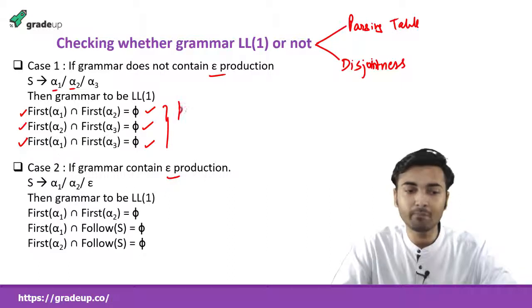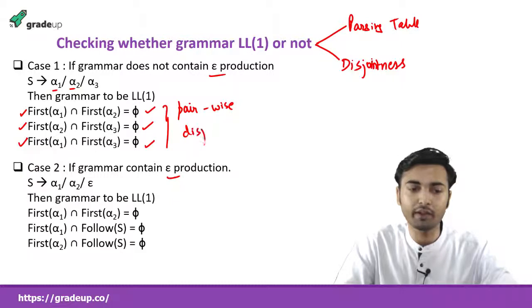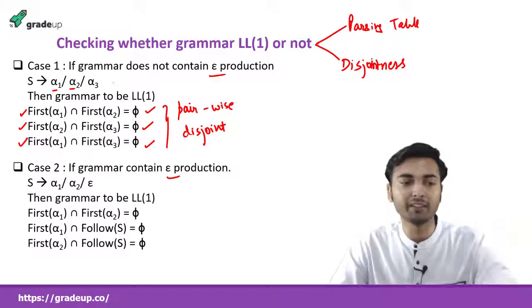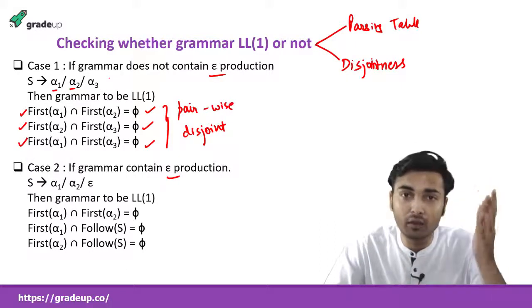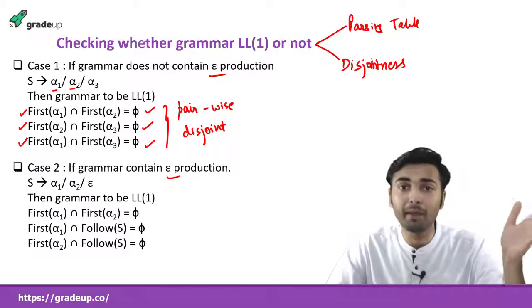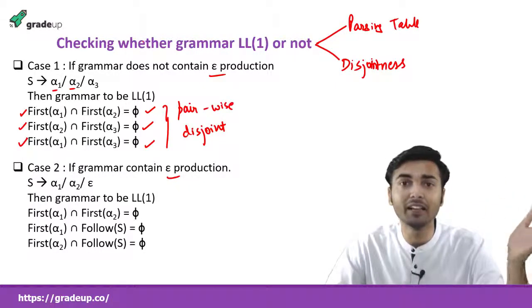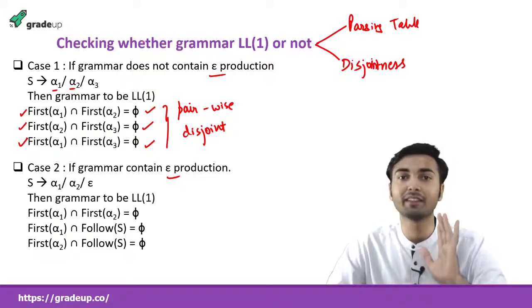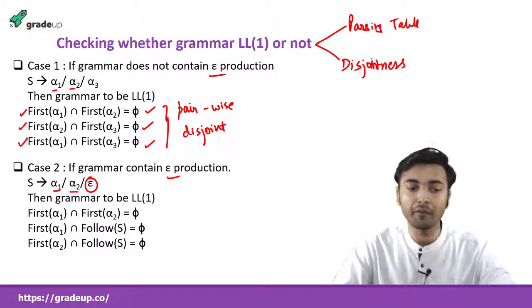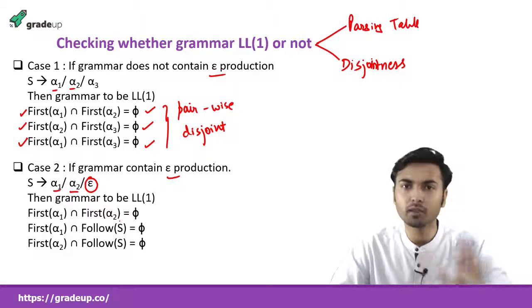That means they must be pairwise disjoint. Disjoint means their intersection must be phi. Pairwise: if alpha 4 is also there, you will take that into account. If alpha 5, you will take that also. Make all possible pairs and then decide disjointness. Got it? Right? Now, second case, if your grammar contains null, then you have to take first of alpha 2 must be phi, right?